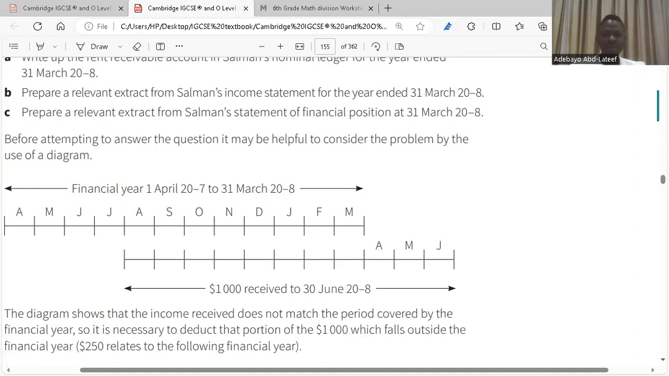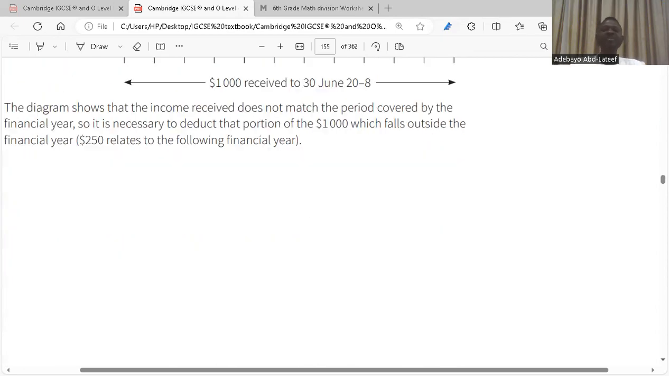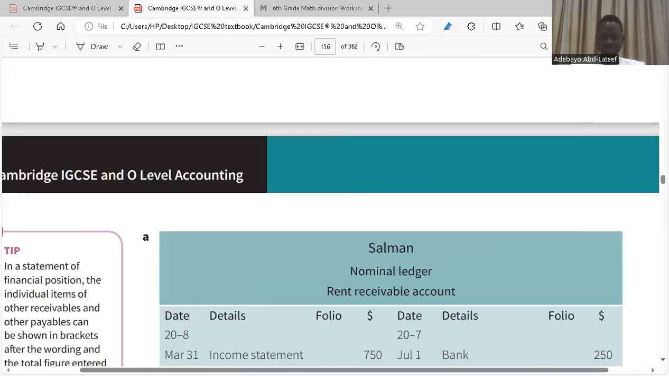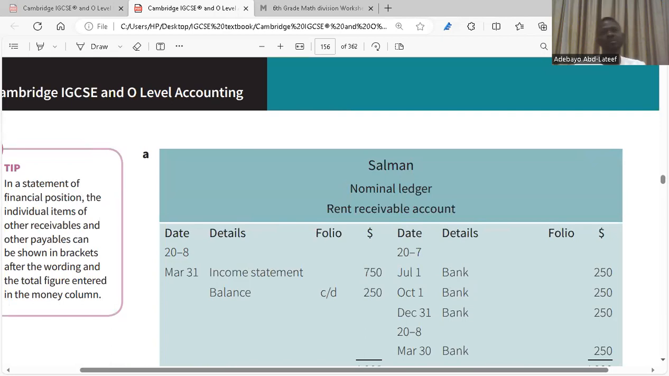They said write off the rent receivable account in Salman's ledger for the year ended 31st of March 28. Until June 28, Salman has received 1,000. In the nominal ledger, so we debit the income statement by 1,000. Yes. And then the rent receivable account. The income statement will be, it's not going to be 1,000. Yes, and 1,000 debited the nominal ledger. 1,000 is paid. Yes, it's paid. Okay. The payment was 250, 250, 250, 250, which was 1,000.